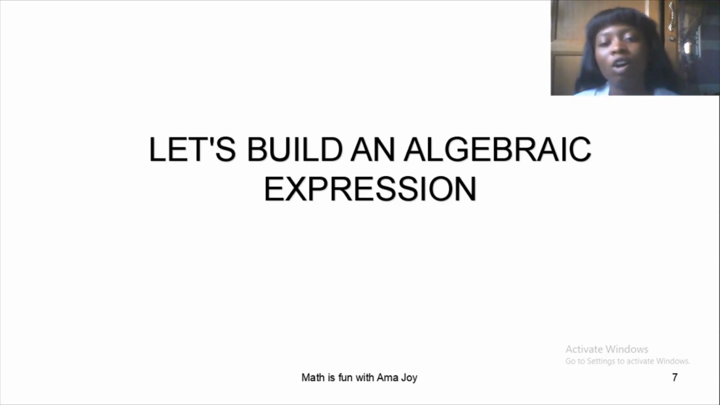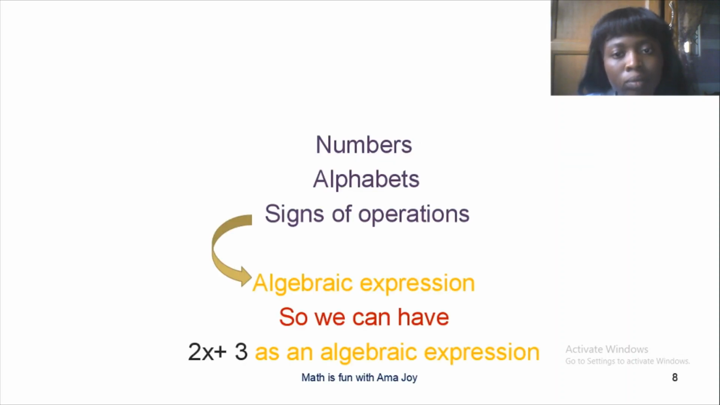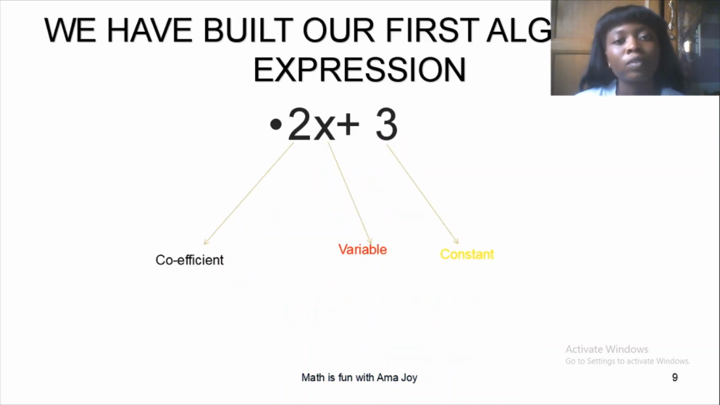Now let's build our algebraic expression. We have numbers, alphabets, and signs of operations. That gives us an algebraic expression, right? So now we can say 2x plus 3 is an algebraic expression, because we have a number, we have an alphabet, and then we have a number standing alone. And we said it's just the combination of all of them. So we have built our first algebraic expression, which is 2x plus 3.